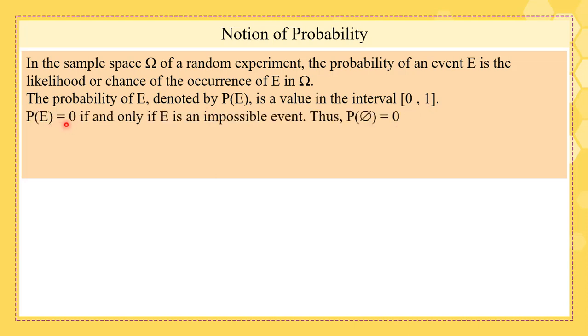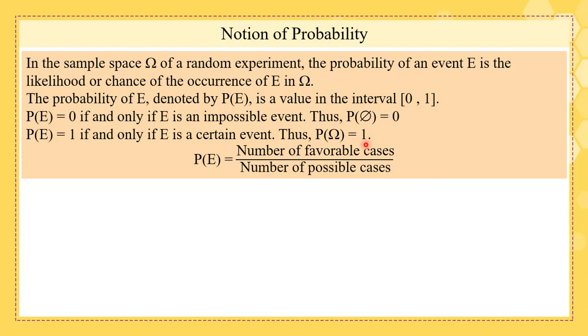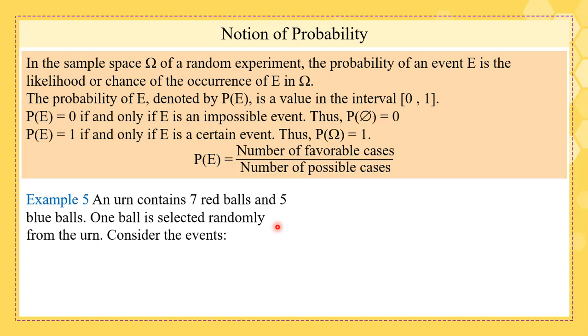The probability of an event is 0 if the event is impossible, so P of phi is 0, and the probability of an event is 1 if the event is certain, so the probability of omega is 1. And to calculate the probability of an event, it's the number of favorable cases over the number of possible cases.